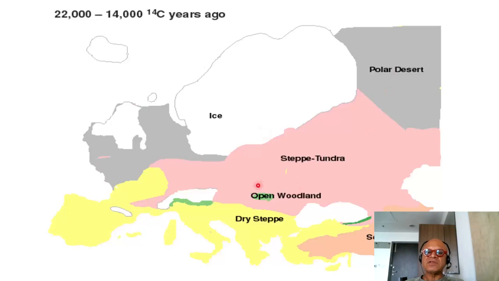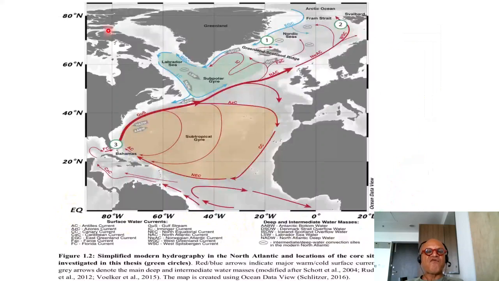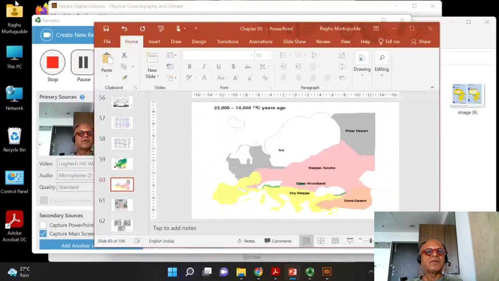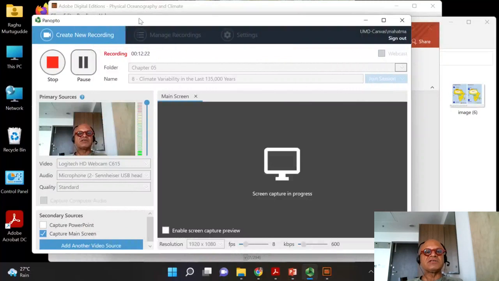So the cool temperatures would bring polar deserts, steppe tundra, open woodlands, dry steppe, and semi-desert. You would have massive shifts in vegetation, which obviously would affect human settlements and human movements, and force species to migrate, not only humans but also animals on which they depended, fish, and whatever other activities they were depending on for resources, water as well, and so on.